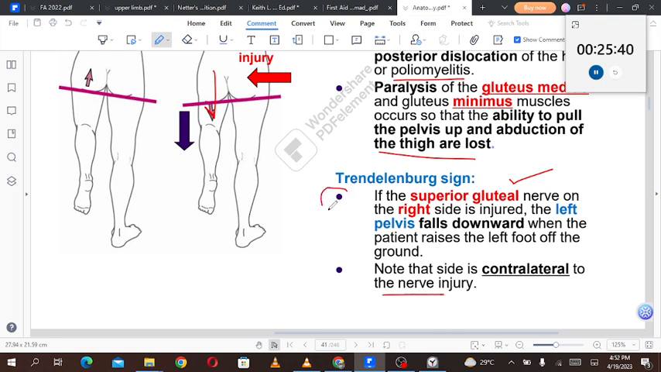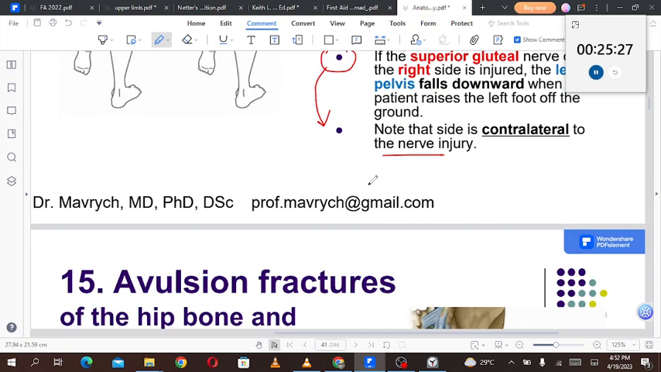So for the gluteus, if there is damage to the superior gluteal nerve, the contralateral side of the pelvis will be dropped down, and then the person will have to flex his knee or lift his leg upward to move. So this thing is seen in the Trendelenburg sign.